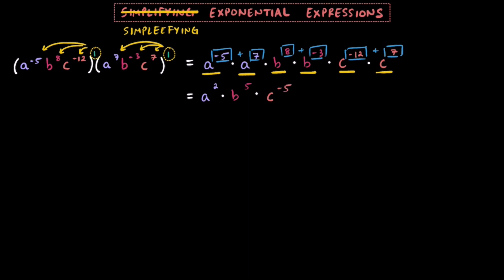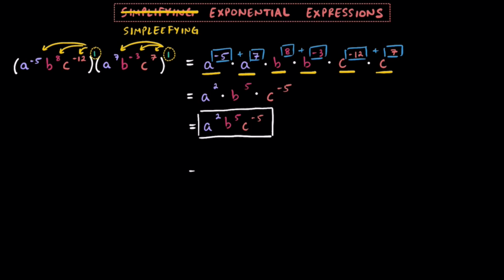Now, if we want to just squish everything together and rewrite this so it's all cleaned up and as short as possible, we have a to the 2nd power times b to the 5th power times c to the negative 5th power. So this right here would be our most simplified expression using no fraction bars.